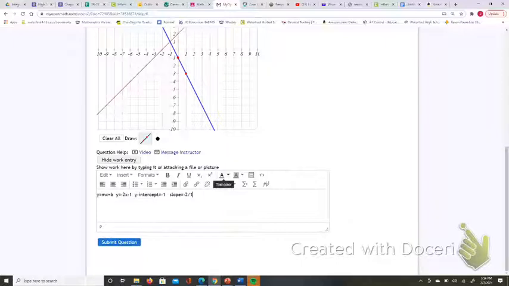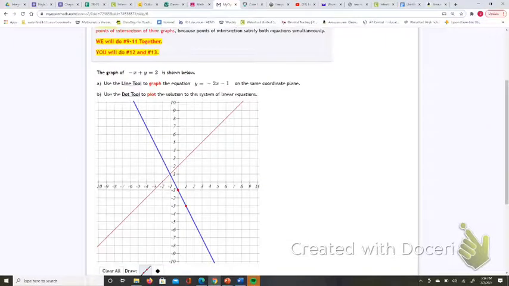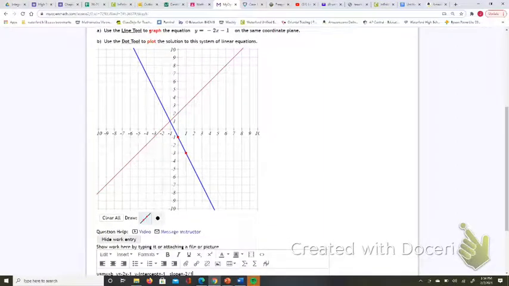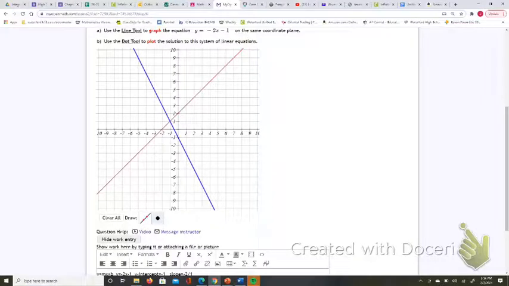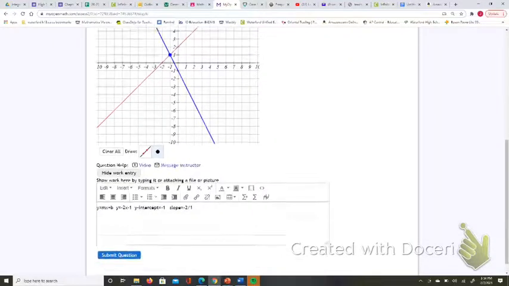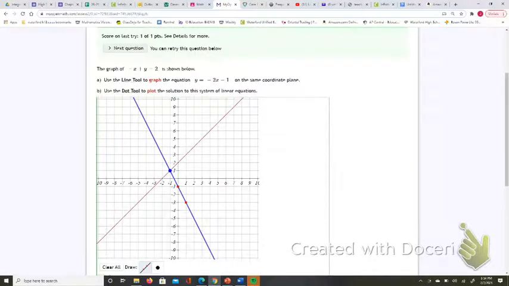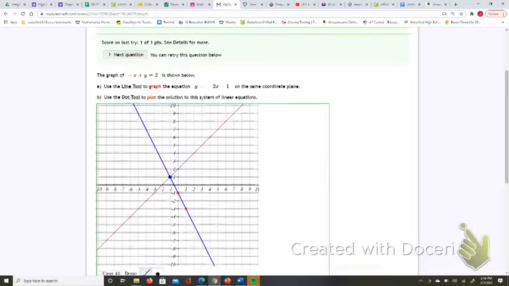Okay, now we're not ready to submit yet because there's one more step to the problem. It says use the dot tool to plot the solution to this system. So we're going to go to the dot, and the solution, remember, is where the blue line and the red line cross. So that's the solution, and now we are ready to submit. So we graphed the second line, and then we put a dot where the two lines intersect. And then we're done with the problem and we submit.